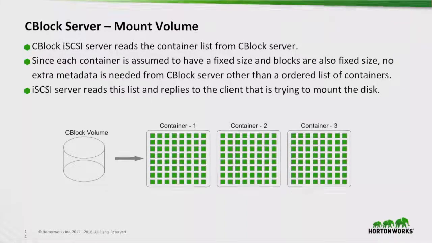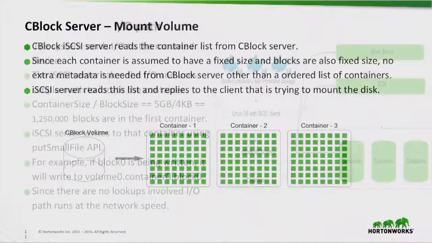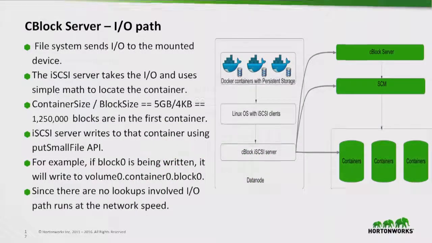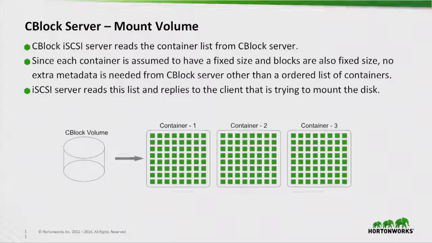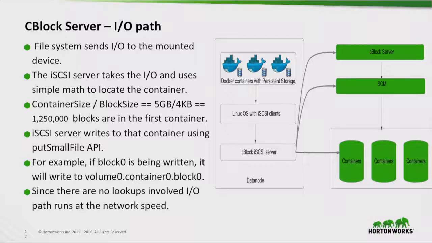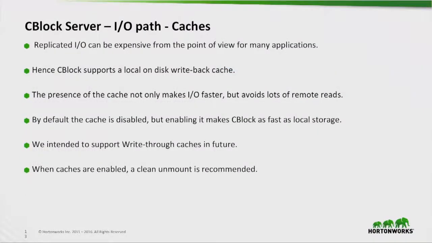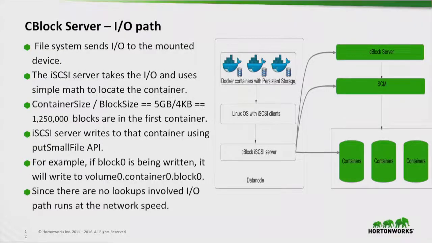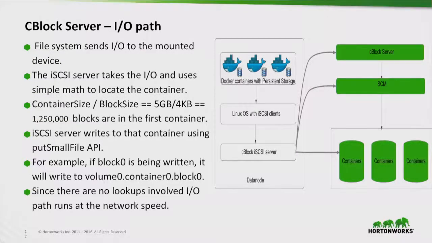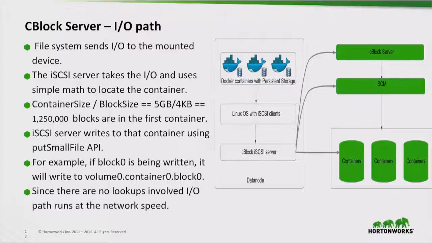So on the iSCSI server side, as we showed earlier, the list of replicas for the client, when it's trying to access the mounted disk, is already known by retrieving the list from the CBlock servers. So this is a typical I/O path. We talked about the metadata in the early stages, and here we talk about the I/O path.